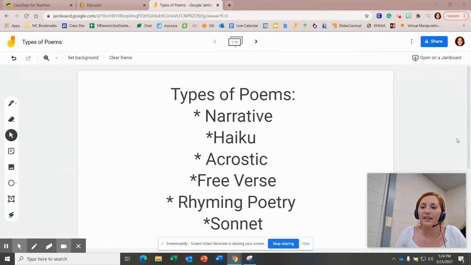Happy Tuesday, everybody. Today we're going to be talking about types of poems. There are multiple types of poems. The types of poems that you're going to study are narrative poems. We just looked at a narrative poem yesterday, haikus, acrostic, free verse, rhyming, and sonnet.